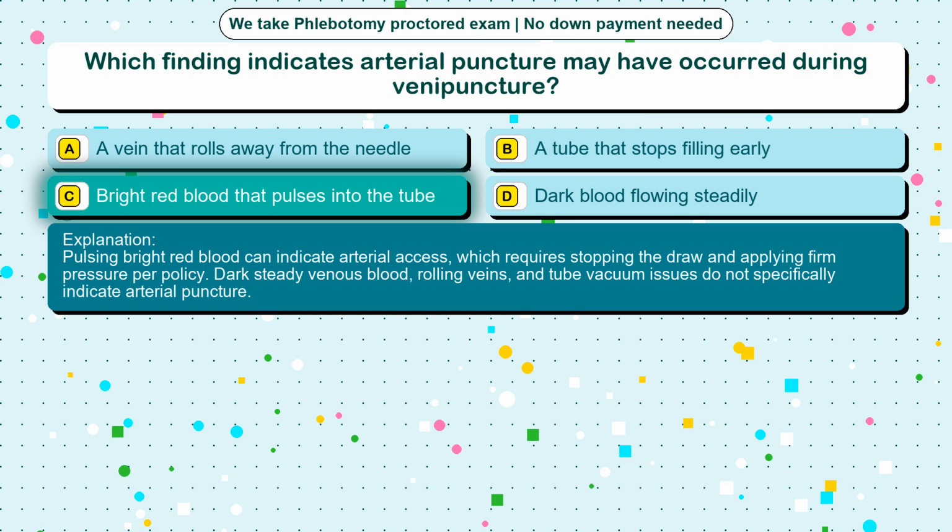Pulsing bright red blood can indicate arterial access, which requires stopping the draw and applying firm pressure per policy. Dark steady venous blood, rolling veins, and tube vacuum issues do not specifically indicate arterial puncture.